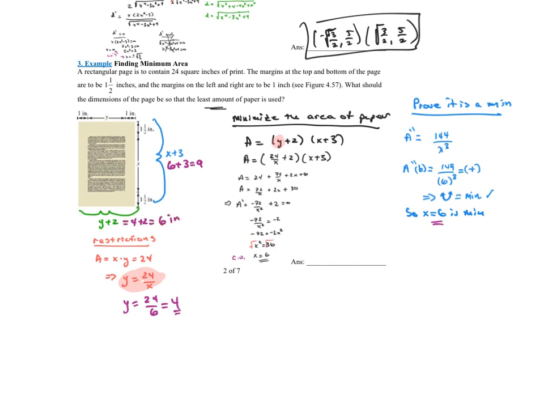So what dimensions should they make the page? You've got to be really, really careful on this problem. The dimensions that they should make the page would be 9 inches by 6 inches. 9 inches by 6 inches. Again, a lot of students would have done all that work beautifully, but they would have written 6 inches by 4 inches, which is the dimensions of the writing, not the dimensions of the page. So be very careful with that.